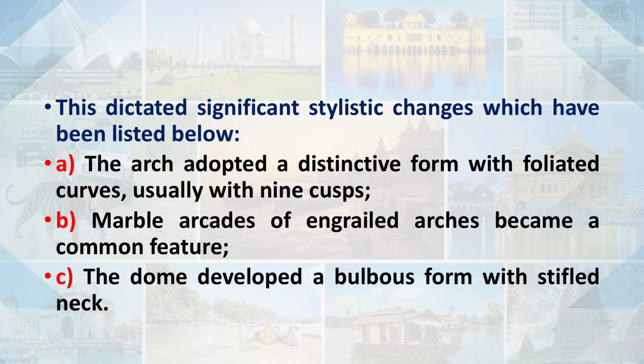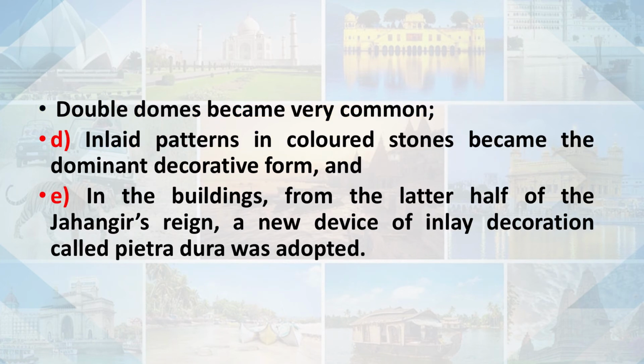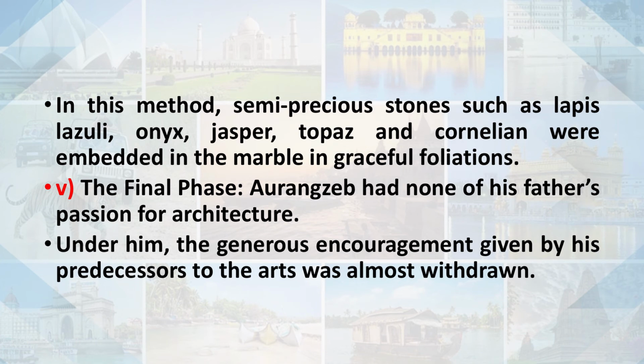Marble arcades of engrailed arches became a common feature. The dome developed a bulbous form with stifled neck. Double domes became very common. Inlaid patterns in colored stones became the dominant decorative form, and in the buildings from the latter half of Jahangir's reign, a new device of inlay decoration called Pietra Dura was adopted. In this method, semi-precious stones such as lapis lazuli, onyx, jasper, topaz and cornelian were embedded in the marble in graceful foliations.